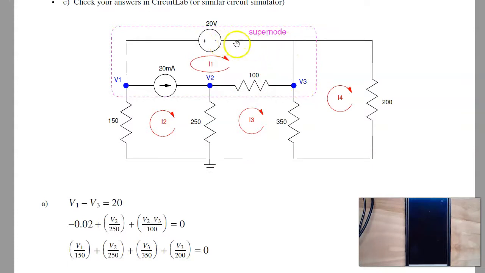So this is where you do a supernode. Draw a closed path. Any closed path works as long as I don't make the closed path V2. Just repeat the same equation. So this is one option. But I wanted to have resistors or current sources attached everywhere, so I know the current from it. The current from the supernode has to be 0. So that's this current, V1 over 150, plus V2 over 250, plus V3 over 350, plus V3 over 200 equals 0. 3 equations, 3 unknowns.